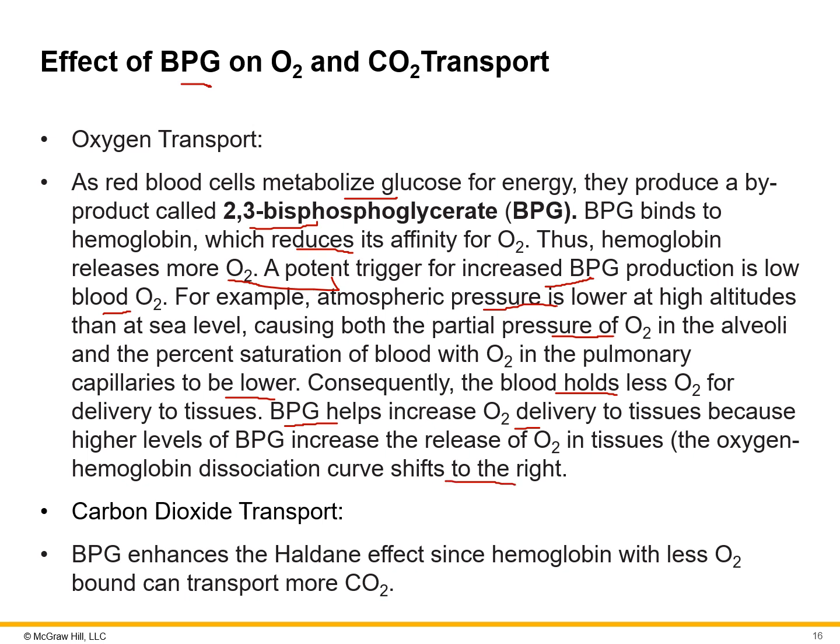Now, it's also affected by, of course, oxygen, but also our carbon dioxide effect. That BPG enhances the Haldane effect, since hemoglobin with less oxygen can bind more carbon dioxide. Because hemoglobin is losing its oxygen, it can attach to more of that excess carbon dioxide that's present due to the increased metabolism.